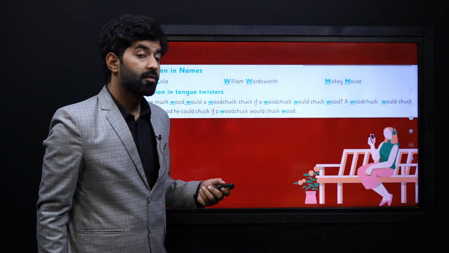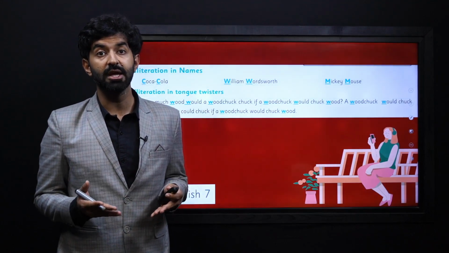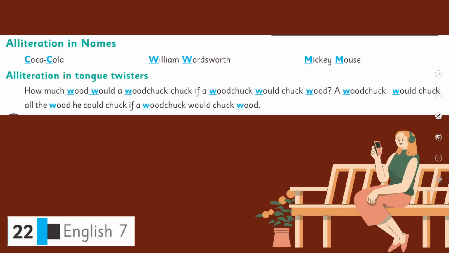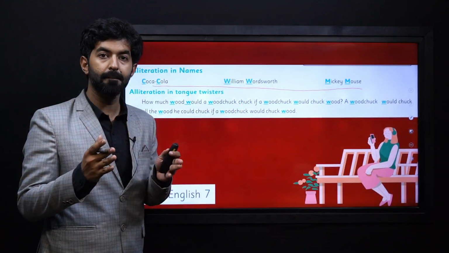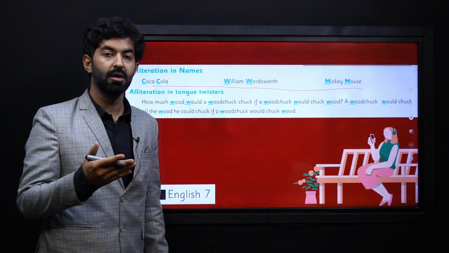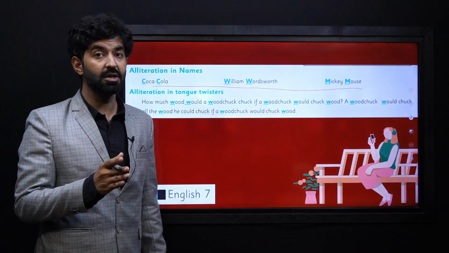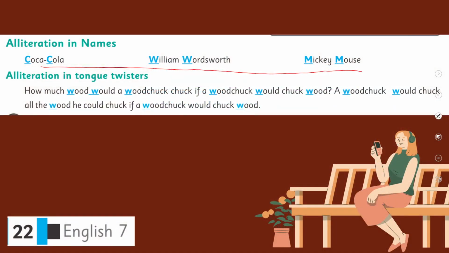Now let's see, there is also alliteration in names. So all these names have the same sounds. Let's say Mickey Mouse, the sound M, the letter M is repeating. So we find alliteration in names also. Alliteration in tongue twisters. Tongue twisters are a very good thing if you want to practice your articulation, your speaking skill, and your pronunciation.